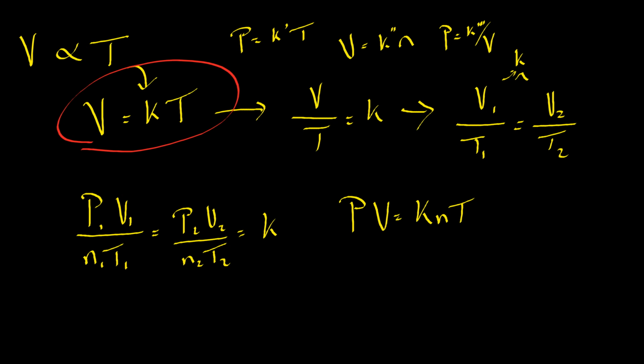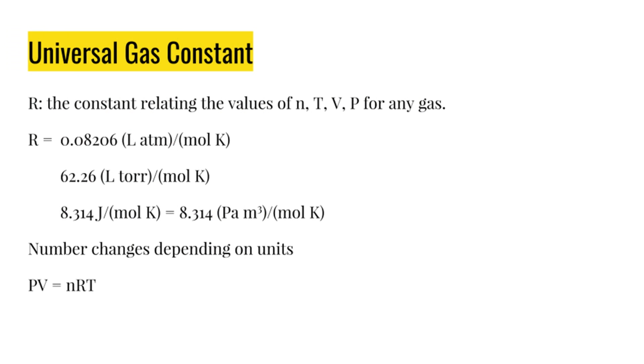This is sort of the form of the ideal gas law. We're not quite there because we don't know what that constant is. Knowing what that constant is would do us a world of good. Now, we call that constant the universal gas constant. It's universal in that it applies to any gas, and it relates the values of pressure, volume, temperature, and moles for any gases. Okay? And the symbol we use for it is not K, but R. There is almost certainly a reason for that, but I have no idea what it is.